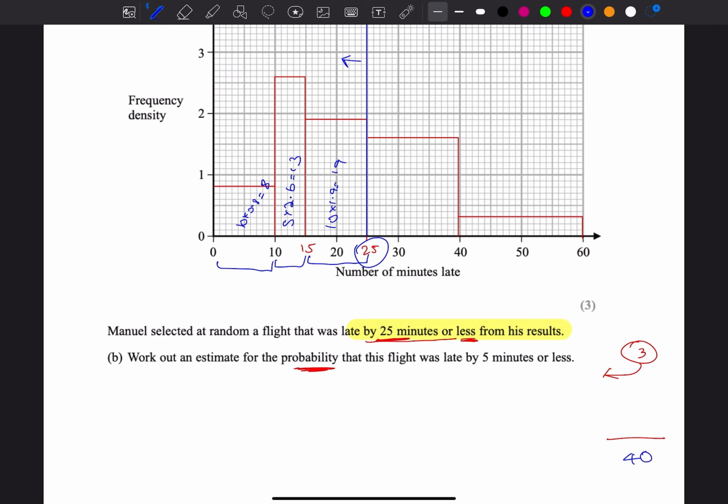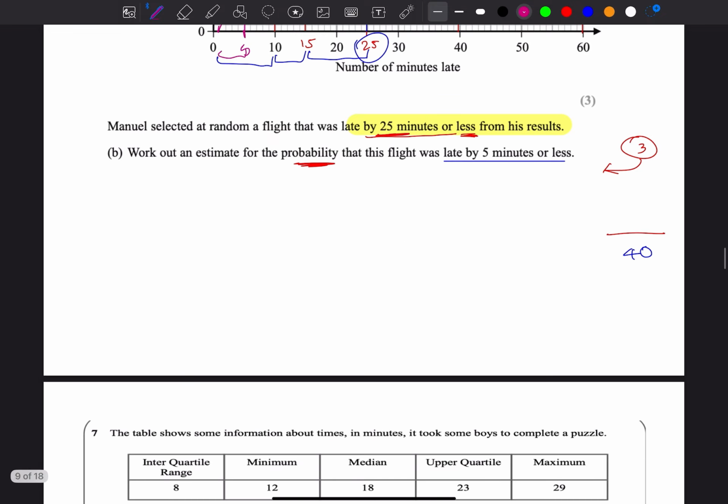On the numerator, it was late by 5 minutes or less. So where is 5 minutes? 5 minutes is here, so you want that area. Less means in this area. Here is 5 times 0.8, which gives you 4. So 4 out of 40. It has to be an exact answer. 1 over 10. You can simplify, or you don't have to. It's up to you. 1 over 10. That's the answer.